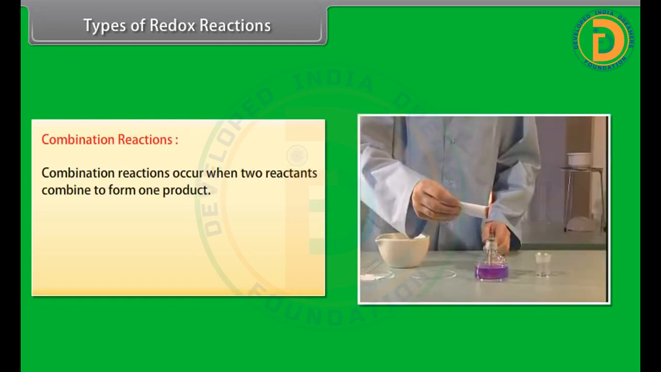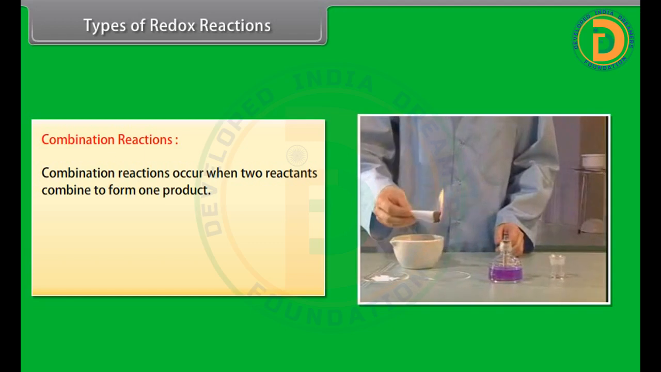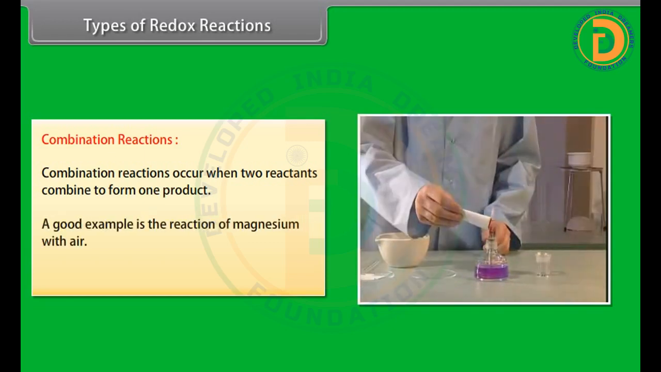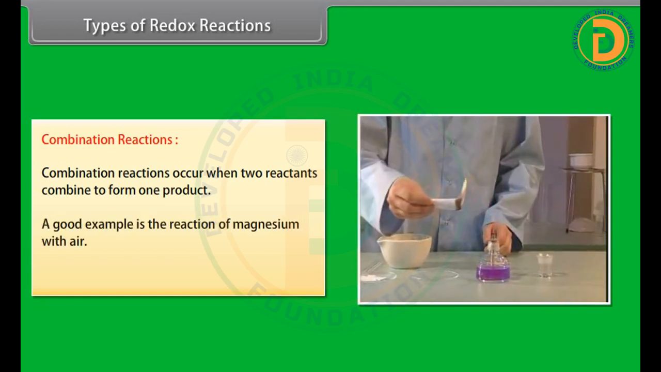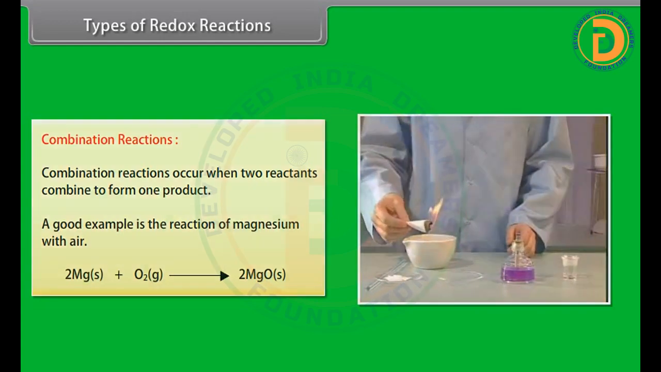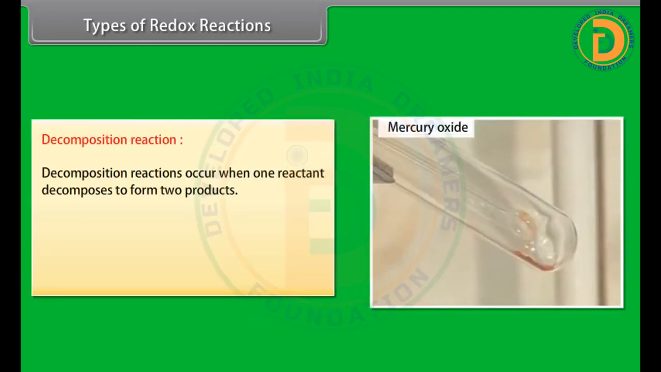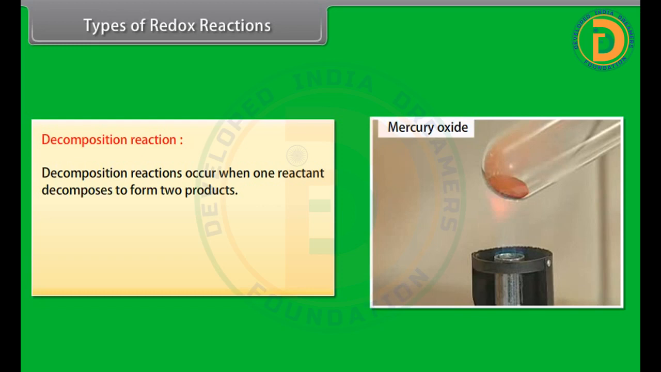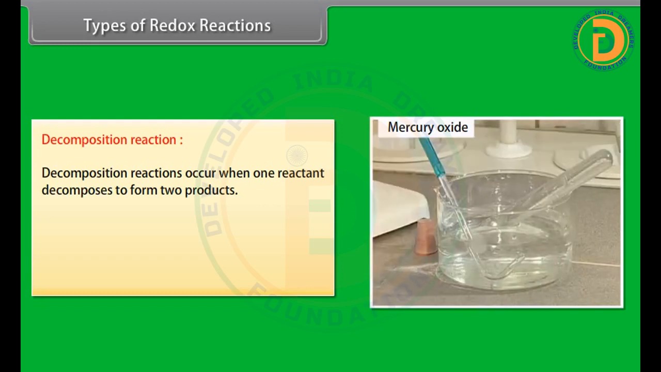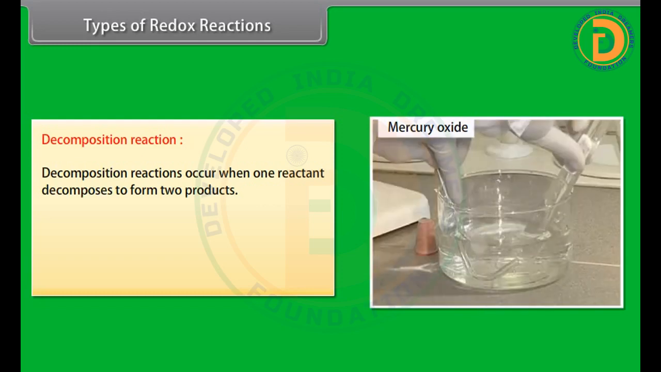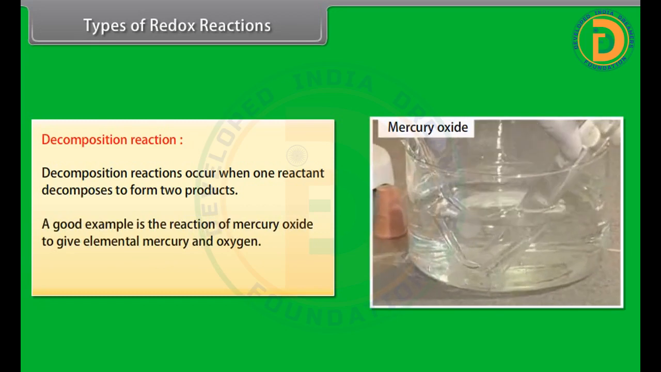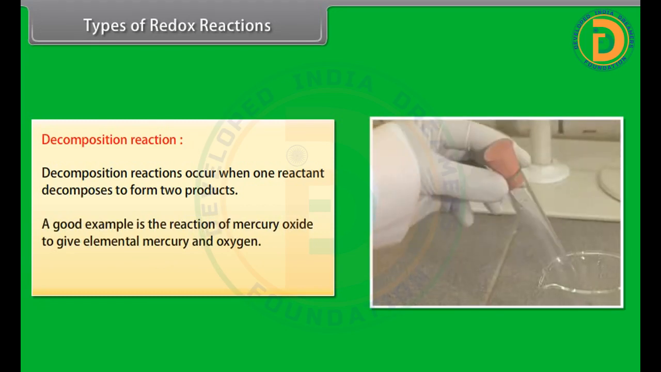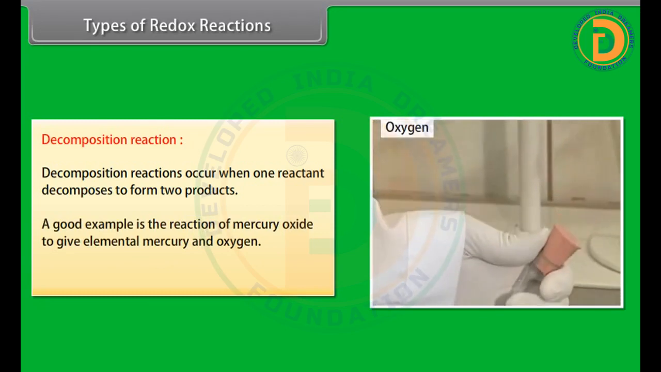Combination reactions. Combination reactions occur when two reactants combine to form one product. A good example is the reaction of magnesium with air. Decomposition reaction. Decomposition reactions occur when one reactant decomposes to form two products. A good example is the reaction of mercury oxide to give elemental mercury and oxygen.